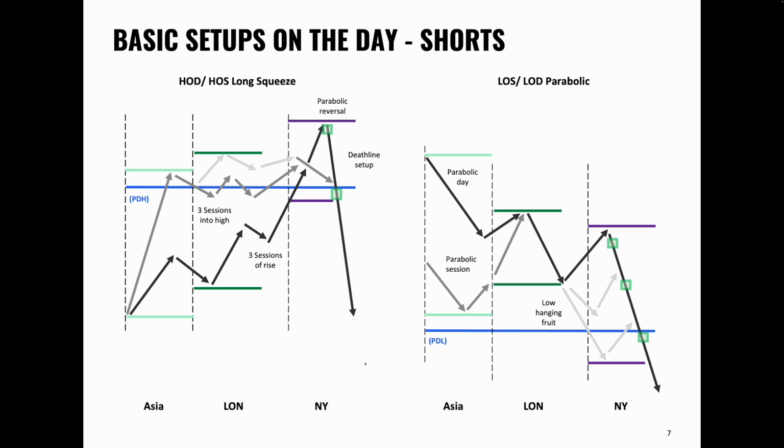For me, there are 2 major categories. We have high of day, high of session, long squeeze. Same could be, of course, for long setups on the other side. And we have low of session, low of day, parabolic. So it's a bit similar to the basic patterns we discussed last time. This is the reversal situation. This is the continuation, parabolic continuation situations.